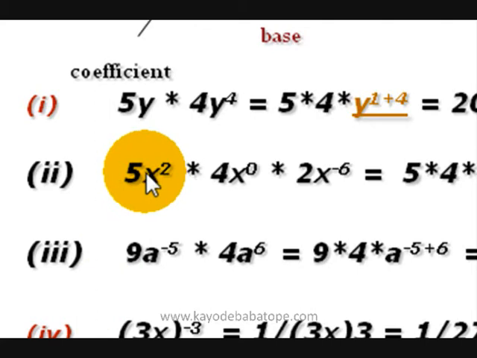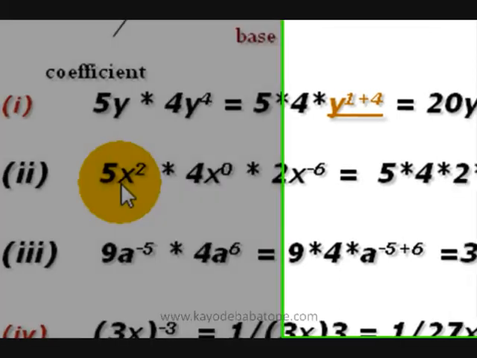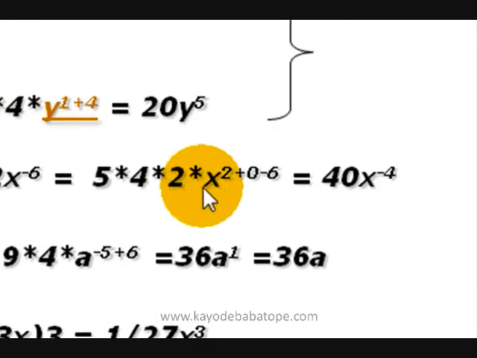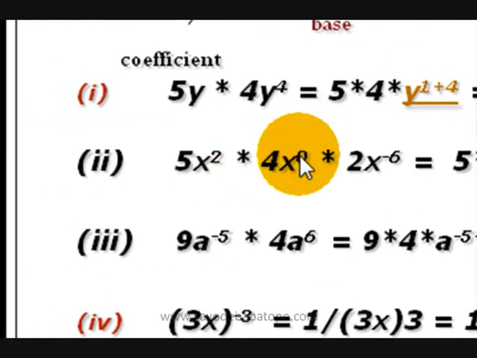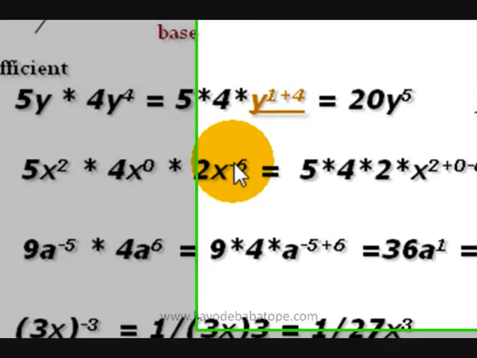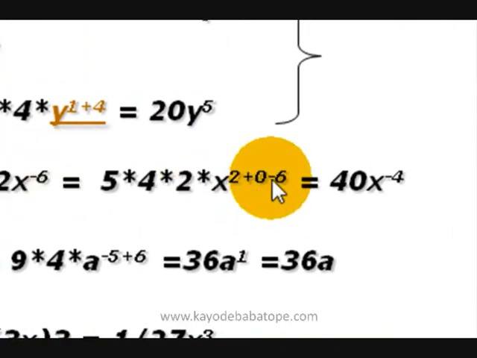So here they have a common base, x, and what you are doing is multiplication. So what you need to do is just raise the common base x to the sum of the indices, that is x raised to power 2 plus 0 plus minus 6, which is 2 plus 0 minus 6. So what do we have? 5 times 4 is 20 times 2 is 40. So we have 40x raised to power minus 4.